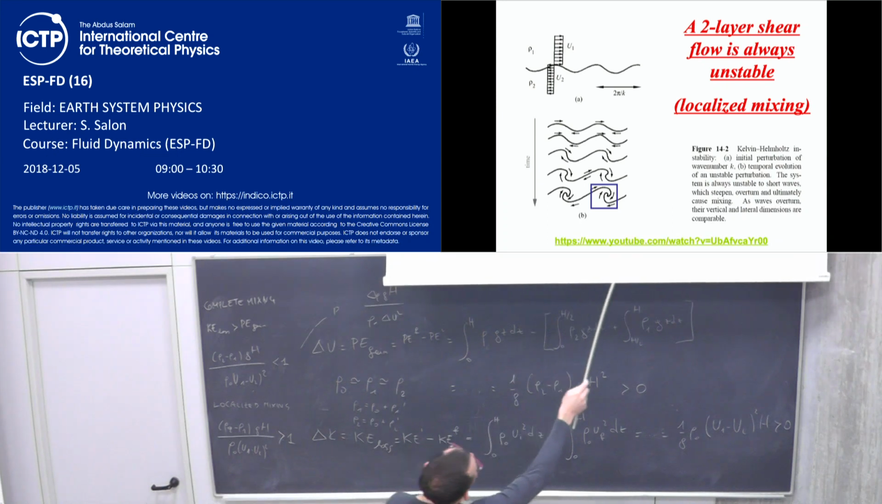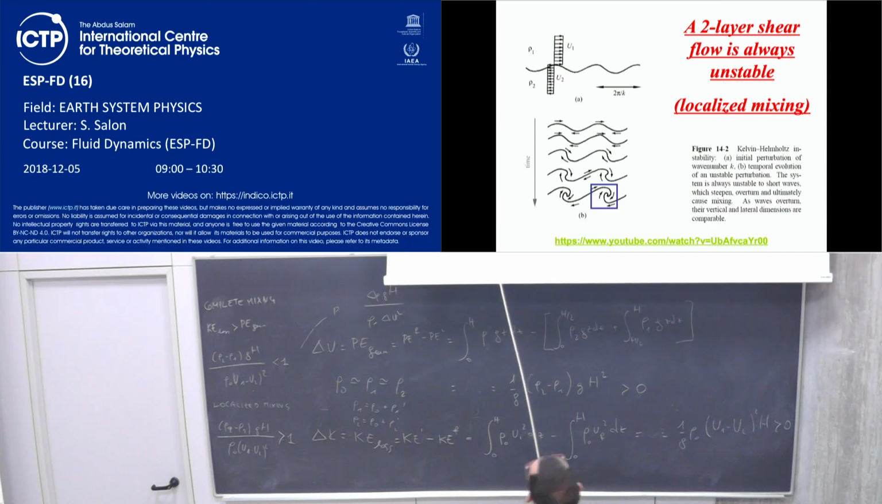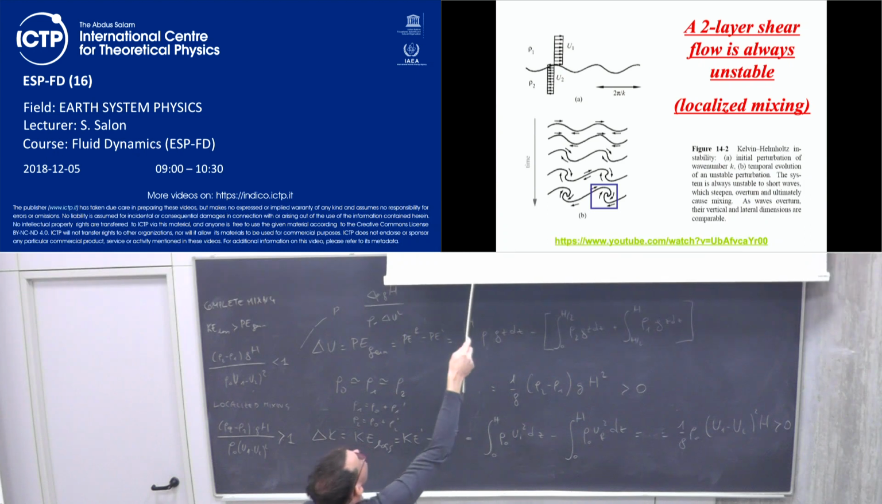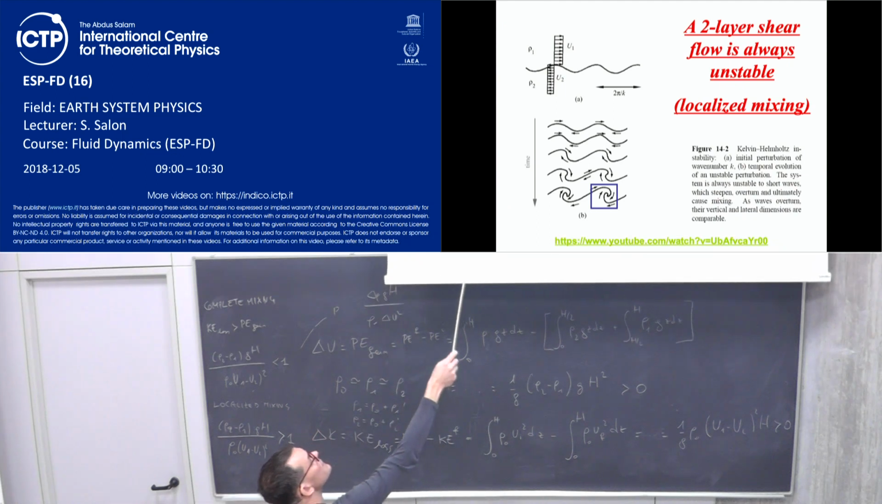So when we talk about localized mixing, we will see that a two-layer shear flow is always unstable. So what does it mean? It means that, again, if we have a situation like this, ρ2, ρ1, a vertical shear, in this case it's a little bit more complex, say, one in one situation and one in another situation. So this is the evolution in time of the situation. We will have a flow in this direction and another flow in another direction. Okay, so if we are considering two semi-infinite planes, the only position where there is shear is just at the interface.